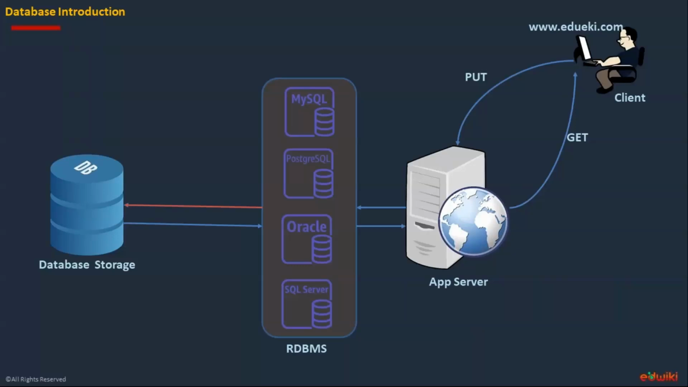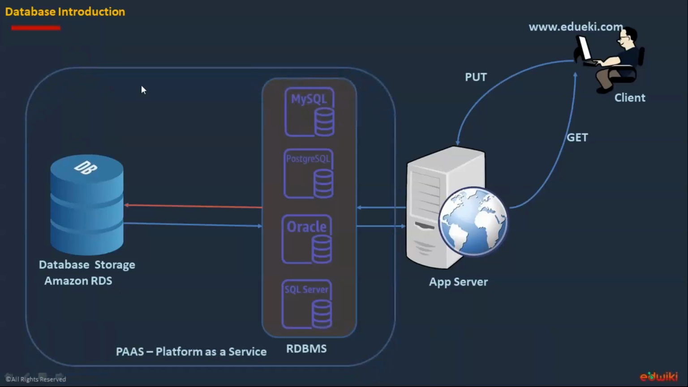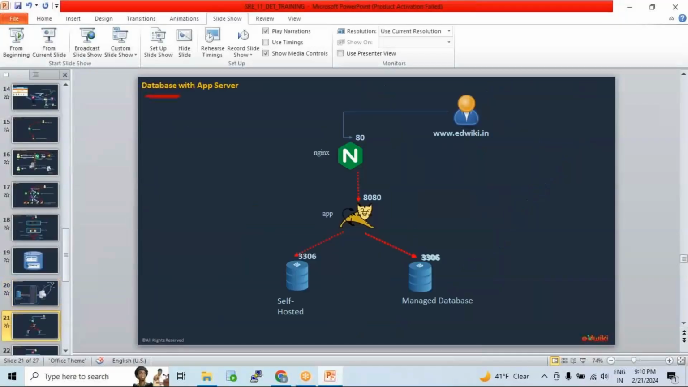Hence the reason people are following Amazon RDS. Amazon RDS is the managed database solution provided by AWS. So with RDS, the database is available to you as a platform as a service model, right? That means they will set up the entire database for you. You just need to use it and configure it in your app server, and it starts working for you. That's how it works. Okay.